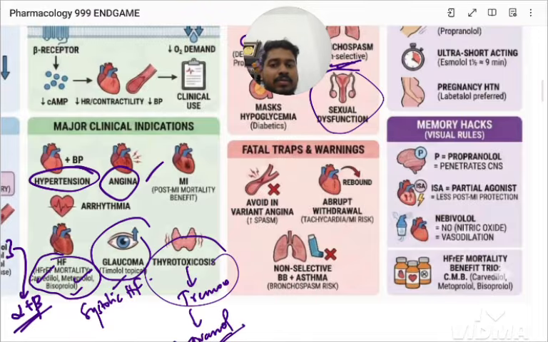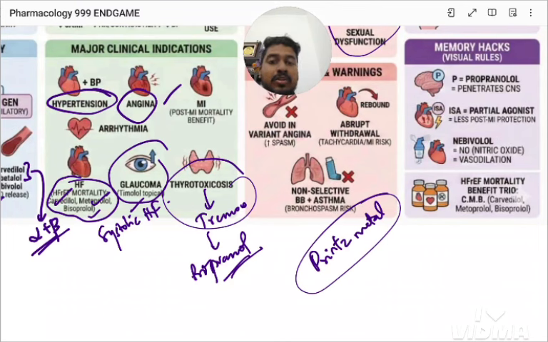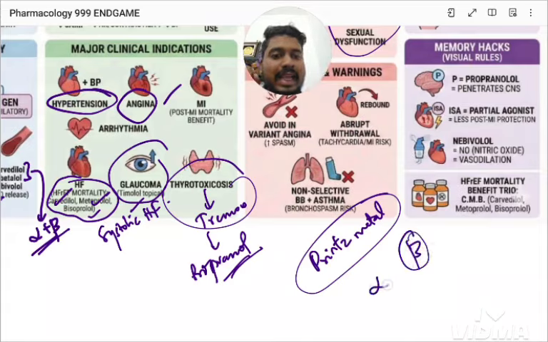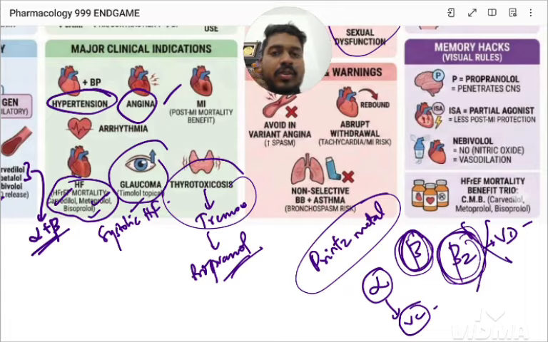Okay, so what are the points where you will have to avoid? One is avoid in a variant of angina that is known as Prinzmetal angina. Okay, so there is something called Prinzmetal angina where the angina that is caused is because of vasoconstriction, the vasospasm of the coronary blood vessels. Okay, so what will happen is beta blockers will block beta receptors and they'll activate alpha receptors. Beta 2 actually causes vasodilation. Okay, alpha receptors cause vasoconstriction. So what will happen is this action is opposed, so there is no vasodilation.